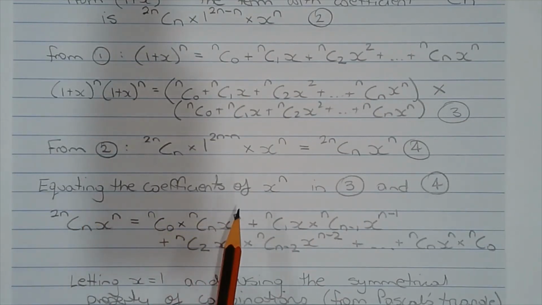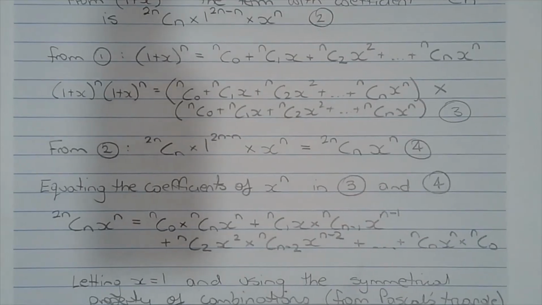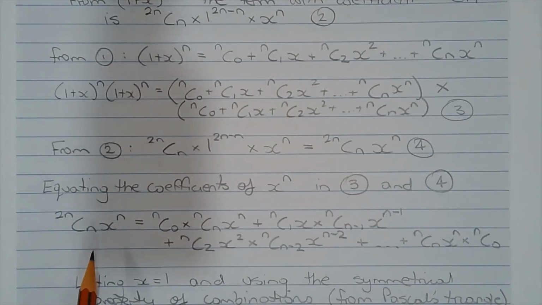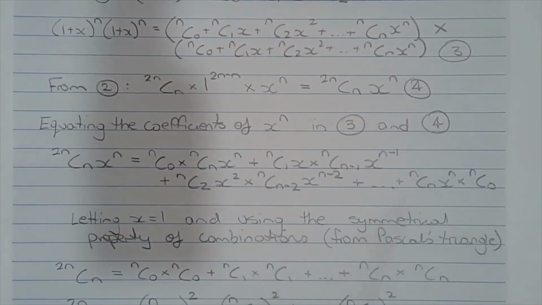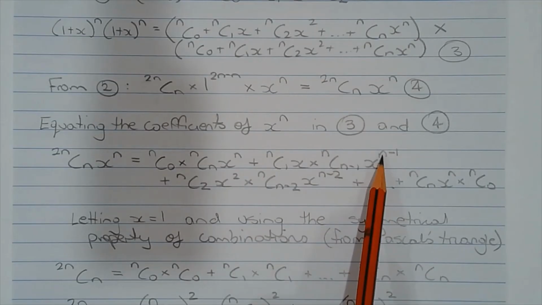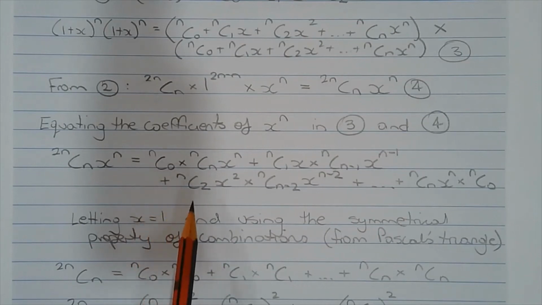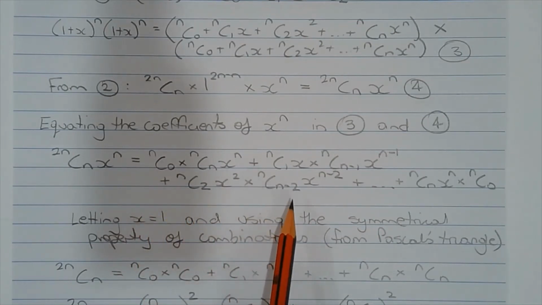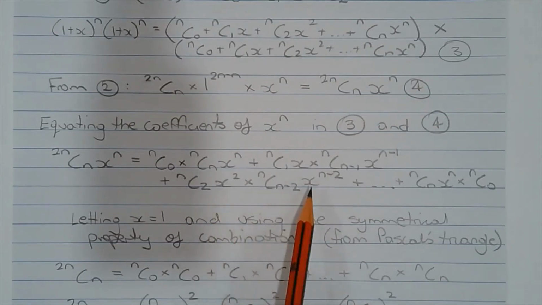Now equating the coefficients of x to the power of n in 3 and 4, we get 2n choose n x to the power of n is equal to n choose 0 multiplied by n choose n x to the power of n plus n choose 1 x multiplied by n choose n minus 1 x to the power of n minus 1. So using fundamental index laws, x multiplied by x to the power of n minus 1 is equal to x to the power of n. And the pattern continues. So plus n choose 2 x squared multiplied by n choose n minus 2 x to the power of n minus 2. When these two terms are multiplied together, x squared multiplied by x to the power of n minus 2, we get x to the power of n.